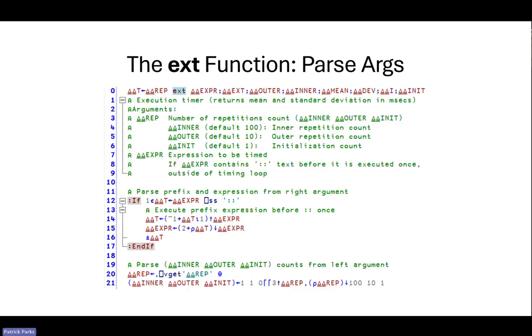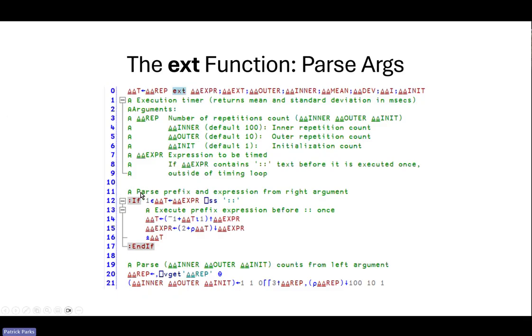So repeated in here are the left and the right arguments. The left argument can be omitted, in which case it defaults to the values 100, 10, and 1. I didn't talk about that last argument yet, but we're calling them the inner repetition count, the outer repetition count, and the init count. The init count can be 1 or 0. Let's keep in mind that there's a third argument, this init argument, that defaults to 1, and we'll look at how it's used momentarily.